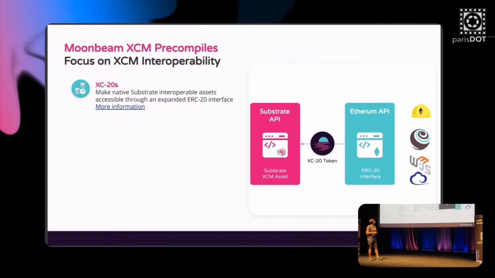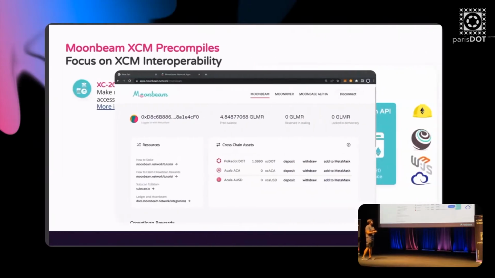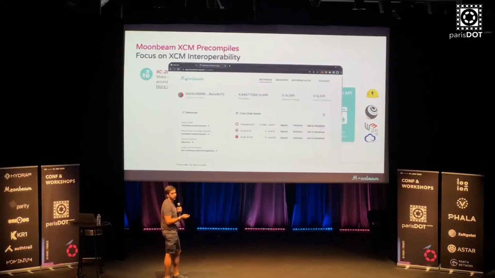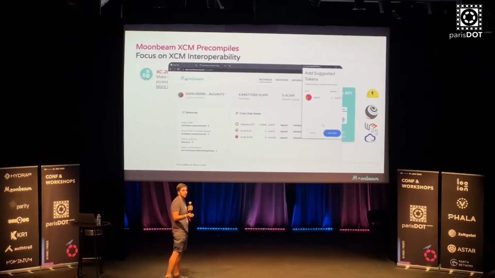So this is a demo, that video of me adding, for example, Polkadot to MetaMask using the Moonbeam dApp. So you can see here that I added it, and I have the XC DOT in MetaMask, and I could just send it to anyone in the ecosystem, or I could do some other stuff.